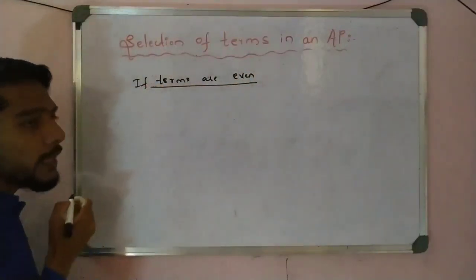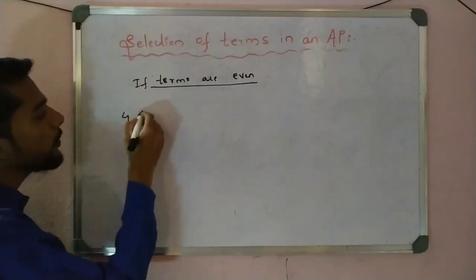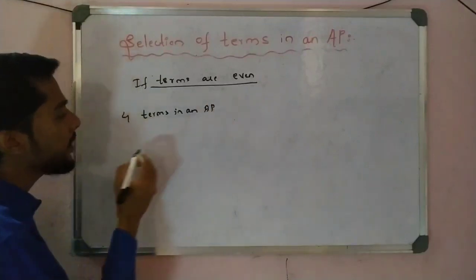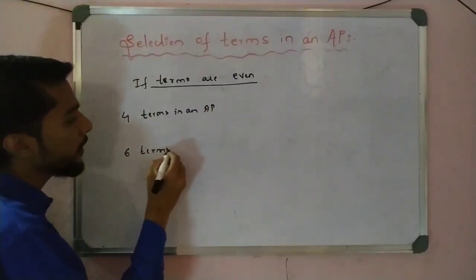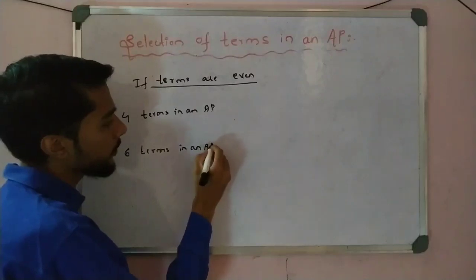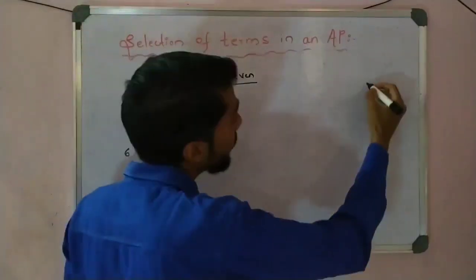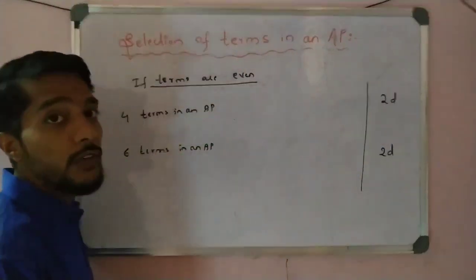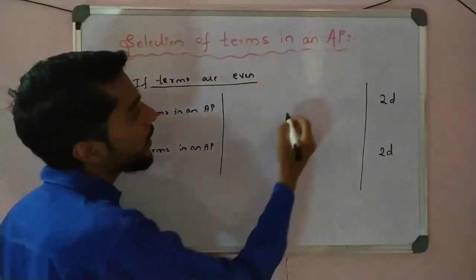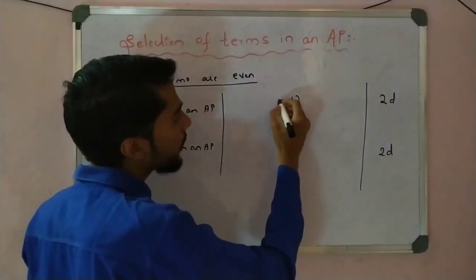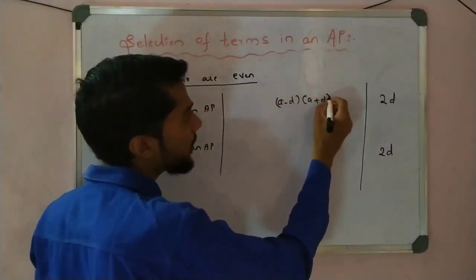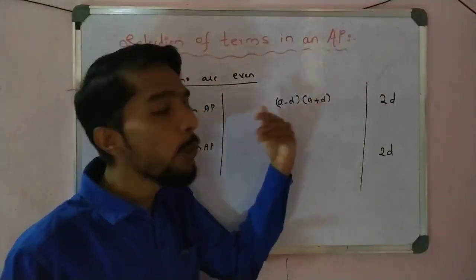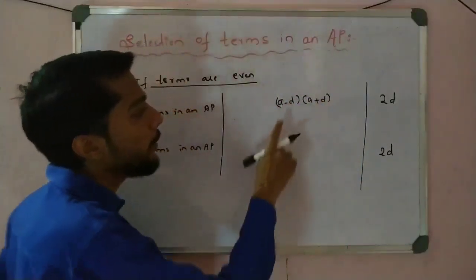If the terms are even, that means 4 terms in an AP, and next 6 terms in an AP. Again, see here the difference: we take 2d, because 2 is even. So in the even case we take the difference as 2d. We start like this: one term is a minus d and one term is a plus d. In the odd case we start with a, but in the even case we remove a here. So a minus d, a plus d.